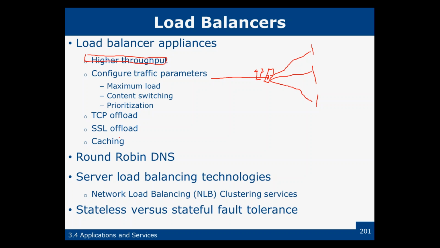So it's SSL offload, caching, TCP offload. There are different ways to offload these things. With round robin DNS, we would have multiple DNS entries for the same website, and these would be the multiple servers out here. The DNS would send it to the first server, the next one to the second server, then the third server, then the fourth server, and then start all over again. You can configure that in DNS.